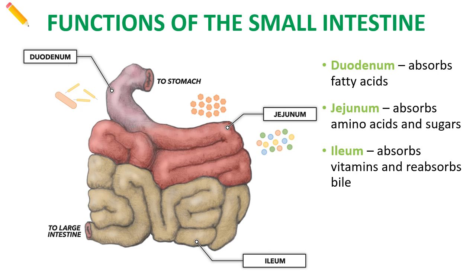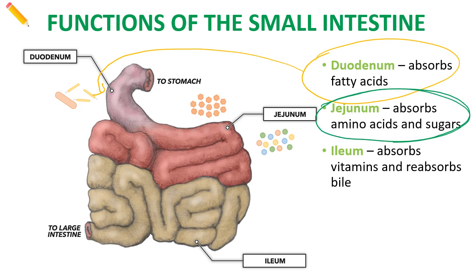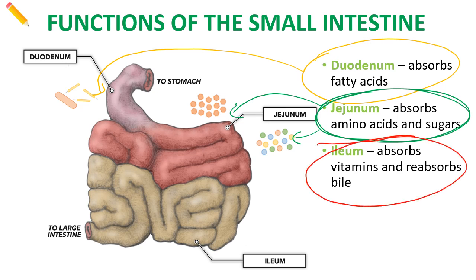So the last section is just to think about what gets absorbed where. So the job of the duodenum is to absorb fatty acids. That happens first. Then when the food passes along to the jejunum, it absorbs most of the rest of the nutrients, the amino acids and the sugars. And the ileum's job is essentially to reabsorb what's left. So it absorbs a whole lot of vitamins and it also reabsorbs all the bile.